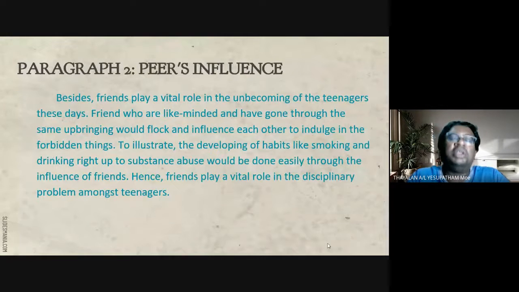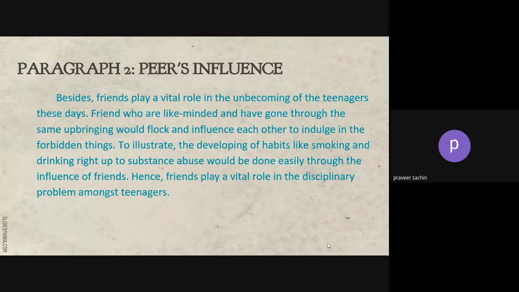Besides, friends play a vital role in the unbecoming of teenagers these days. Friends who are like-minded and have gone through the same upbringing will flock and influence each other to indulge in the forbidden things. To illustrate, the developing of habits like smoking and drinking right up to substance abuse would be done easily through influence of friends. Hence, friends play a vital role in disciplinary amongst teenagers.